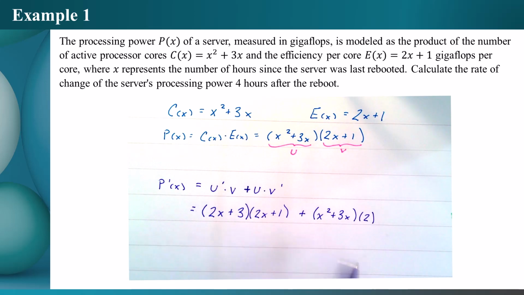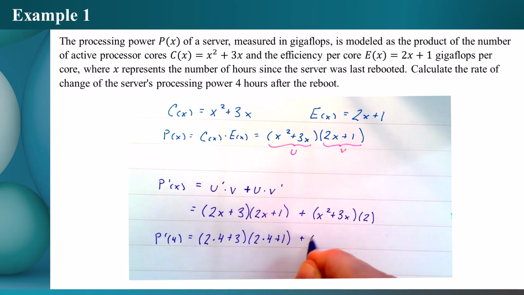Now again, I could multiply all of this out and simplify it, but I'm asked in this problem to calculate the rate of change of the server's processing power 4 hours after the reboot. So we want to find P prime of 4. And it's just as easy to put that in here as it would be into some simplified form. So let's just go ahead and do it. We get 2 times 4 plus 3 times 2 times 4 plus 1 plus 4 squared plus 3 times 4, and all of that times 2.